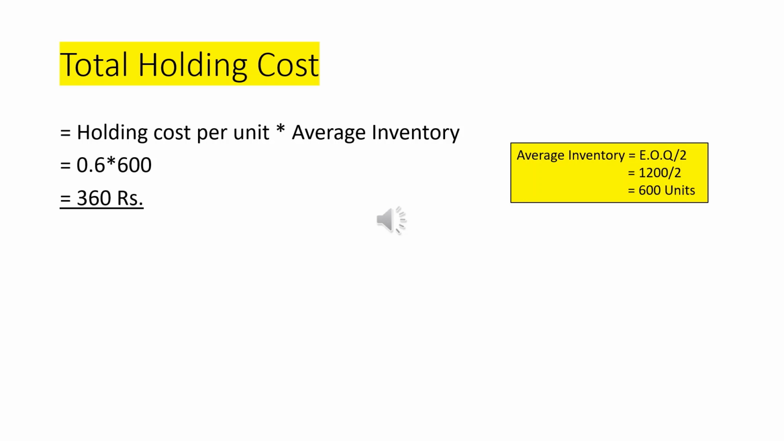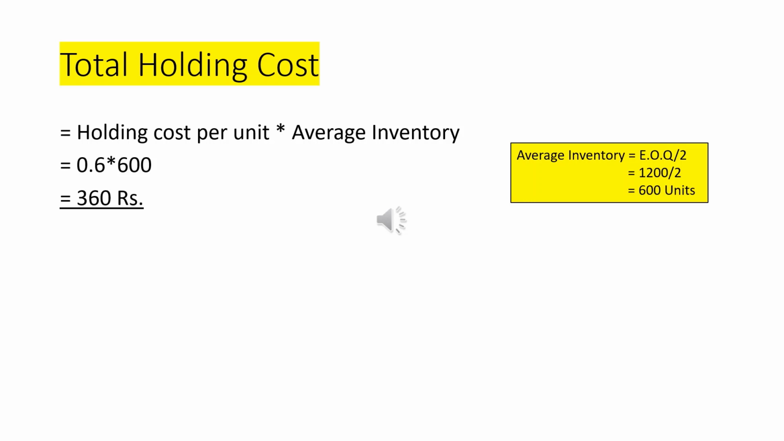So H that we calculated earlier, 0.6, that has to be multiplied by average inventory. Now how to calculate average inventory? I have done it here separately under the working notes. Take economic order quantity that we calculated previously, that is coming to 1200 units, divided by 2. So average inventory that we have here is 600 units. So just multiply average inventory by H and you will get your total holding cost. So 0.6 multiplied by 600, total holding cost comes to 360 rupees.